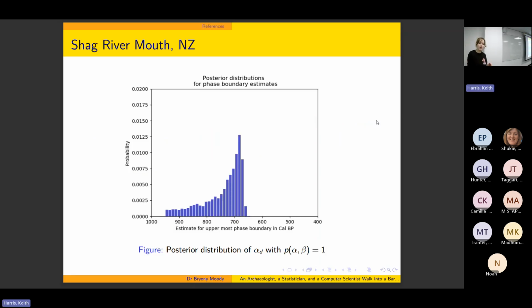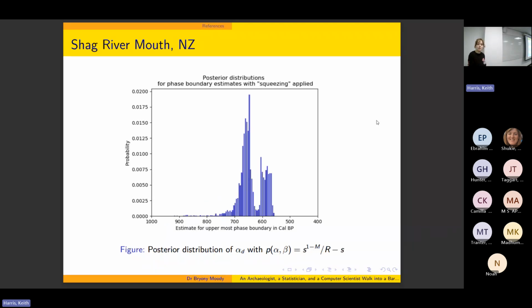And just to show you how this works, this is the Shag River mouth in New Zealand. This is work on an excavation out there, and this was an estimate for the very uppermost phase boundary on this site. When we set this to be an uninformative prior on alpha and beta, we can see the estimates go from around 650 years to almost 1,000 years that they think this span is, based on this uninformative prior. But then when we include this adjustment that Nichols and Jones suggested, actually there's hardly any probability of this larger span at all.